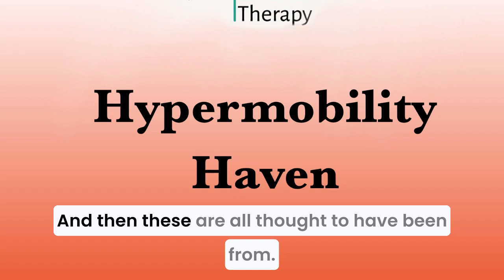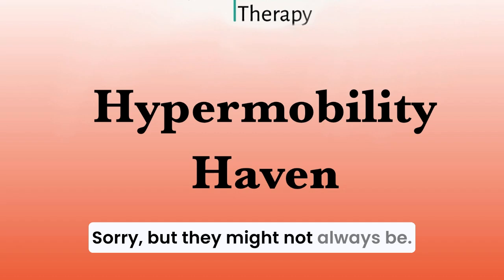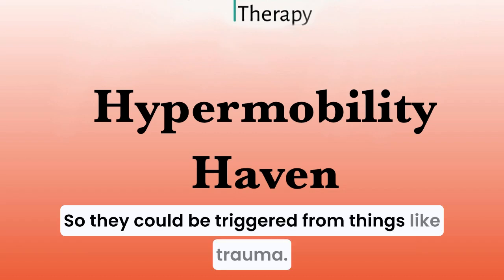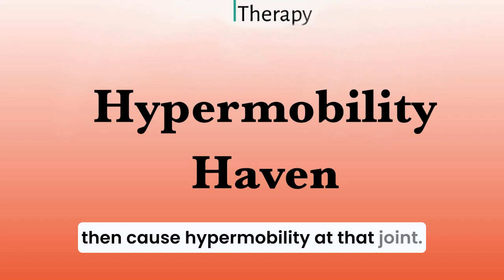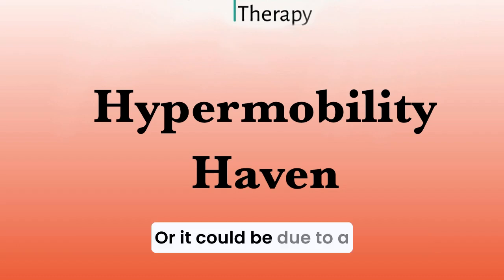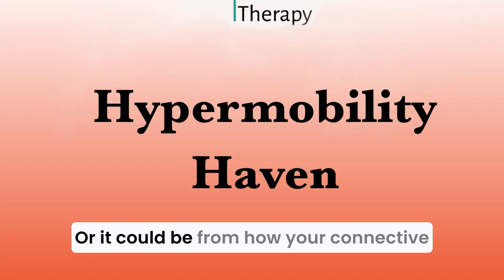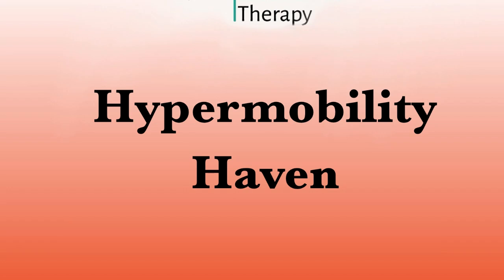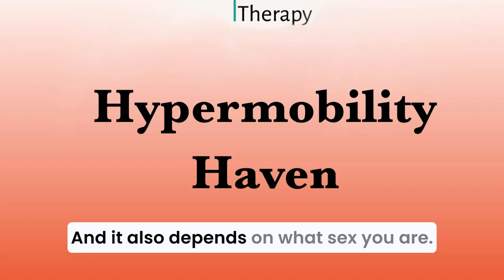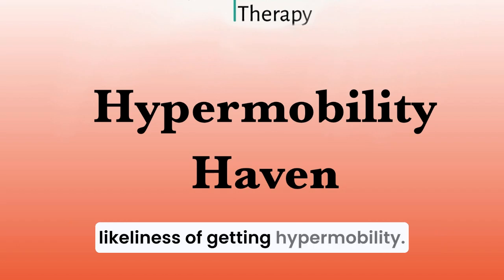And then these are all thought to have been inherited, but they might not always be. So they could be triggered from things like trauma. So a previous joint dislocation could then cause hypermobility at that joint. Or it could be due to a joint disease such as Ehlers-Danlos syndrome. Or it could be from how your connective tissues heal after a surgery, for example. And it also depends on what sex you are. That could determine your likeliness of getting hypermobility.